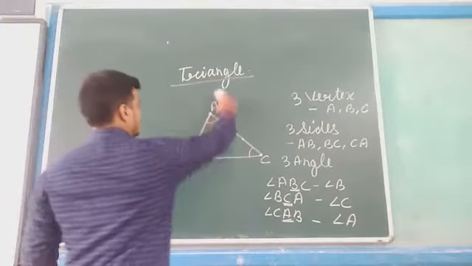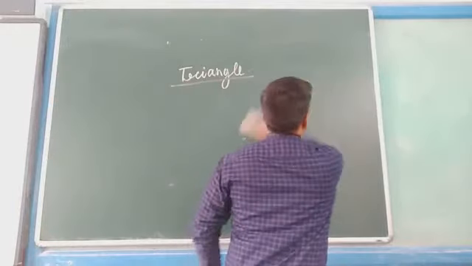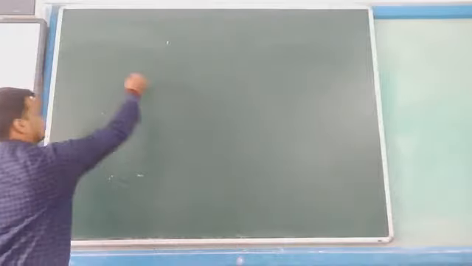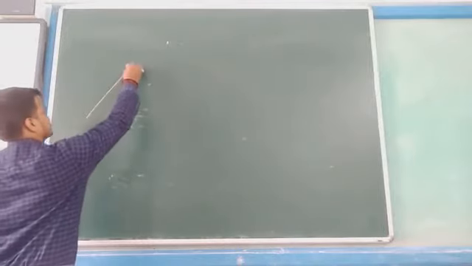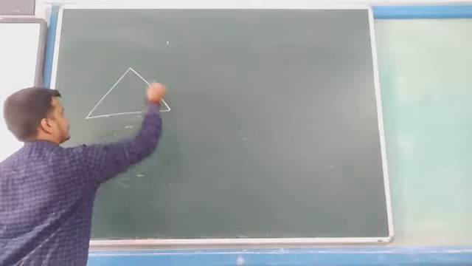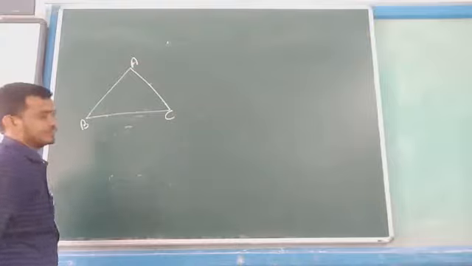Okay. So in this triangle only, some properties we have to study. The first property, if you can see, this is your angle A, angle B, and angle C.